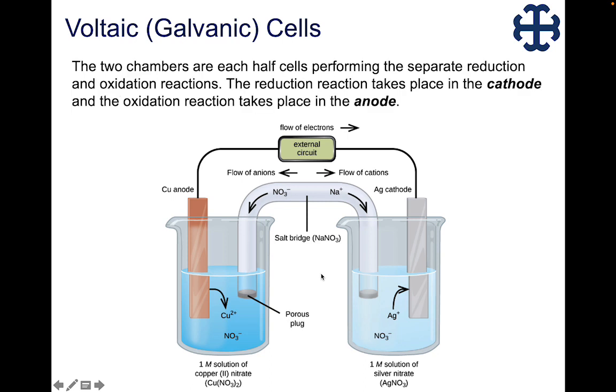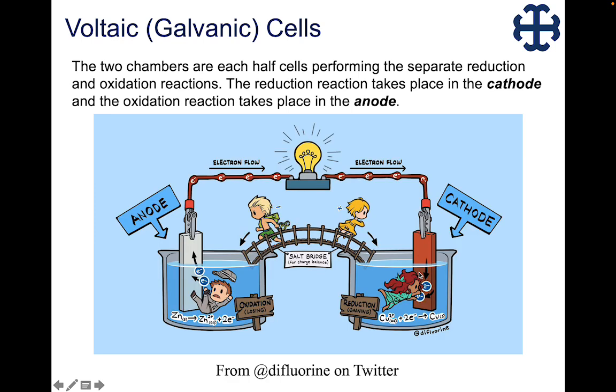Okay. And so, like I said, we have basically our reduction and oxidation reactions that we practiced last class. They're going to be taking place in the separate cells. So our anode will be where oxidation occurs. Our cathode will be where reduction occurs. Okay. And here's another kind of more anthropomorphized version of that figure, if that is helpful to you. And shout out to Diflorine on Twitter, who made this.